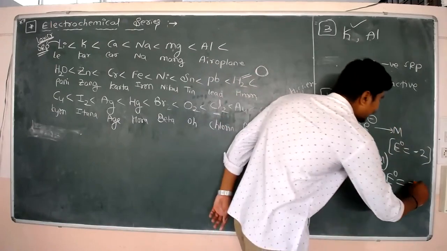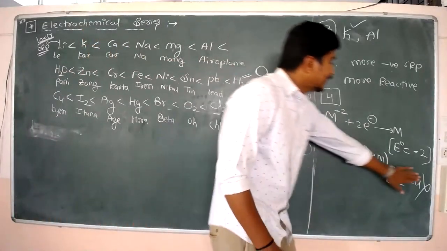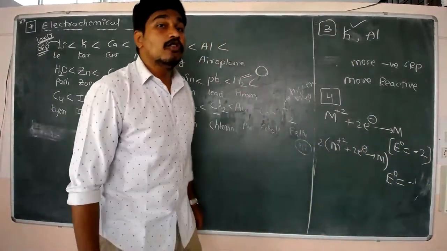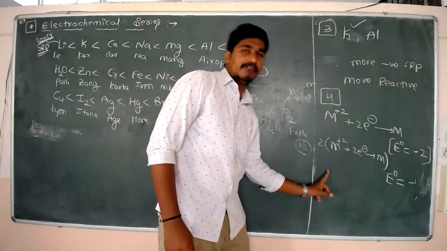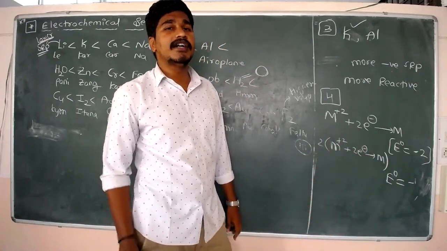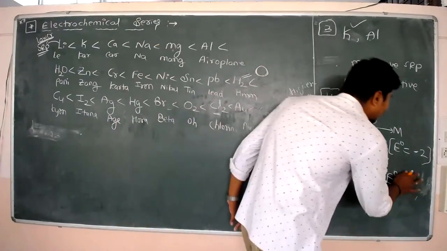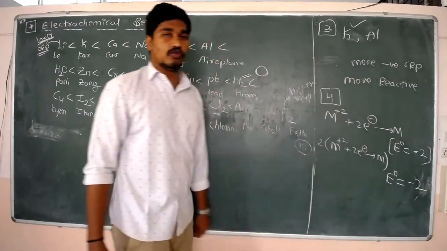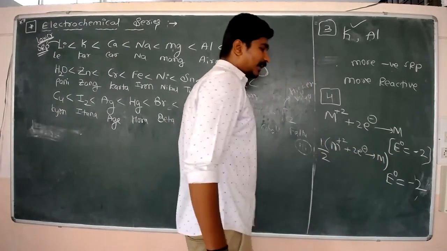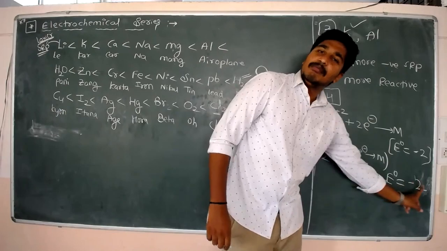If someone writes minus 4, it is wrong, because SRP values are fixed for each element. It won't change after multiplying or dividing by anything, maybe 2, 3, 4, whatever. The SRP value remains the same. Here also, after multiplying, it is minus 2 only. If you divide the whole reaction by 2, the SRP value for the metal is still minus 2 only.